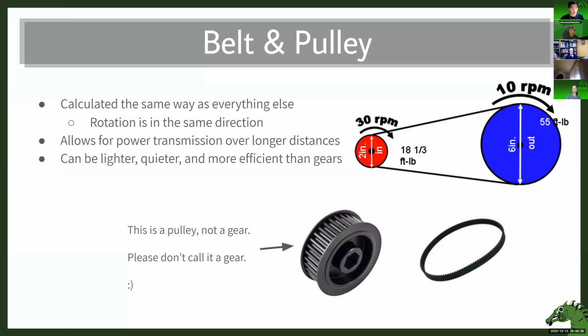So if the red is the driving gear right here, and the blue is the driven gear, or driven pulley, what is the gear ratio? And remember, it's output over input.